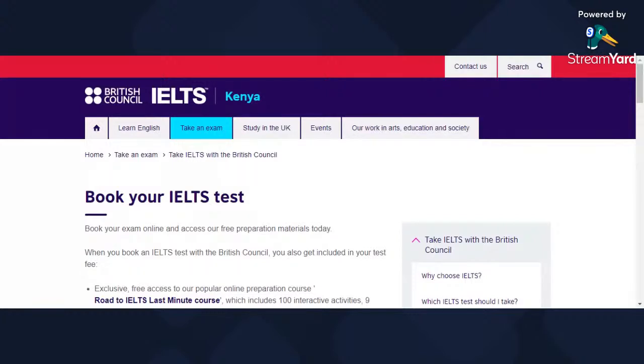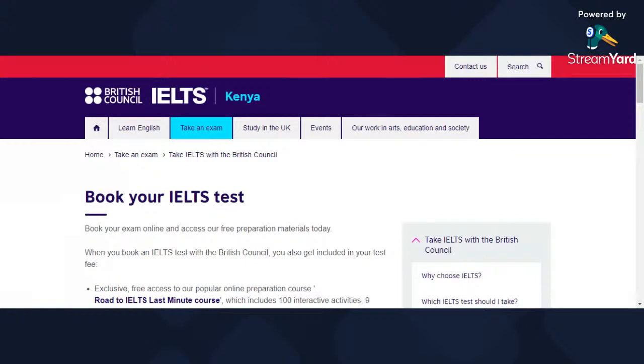So, understanding the IELTS exam, the format and the requirements. Before you start preparing for the IELTS exam, it is important to understand the test format and its requirements. The IELTS has two versions. One is the academic version, and this is for those who want to study in a higher education system, and the general training version, which is for those who want to work, live, and migrate to an English-speaking country.